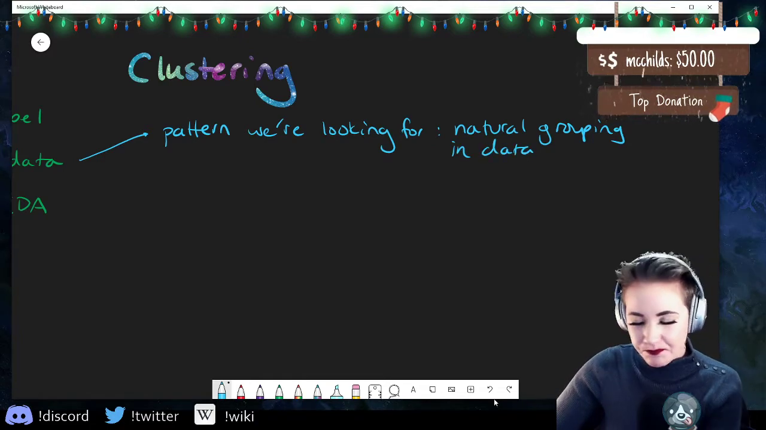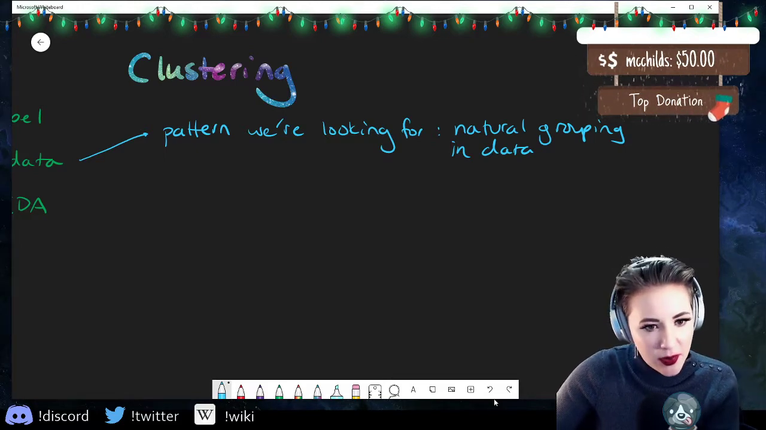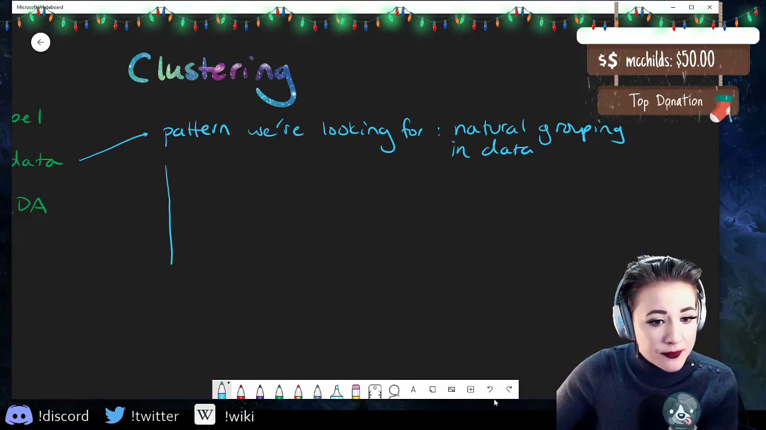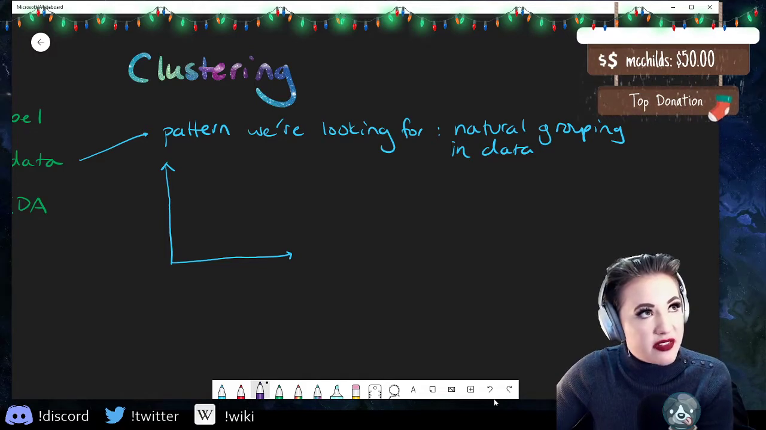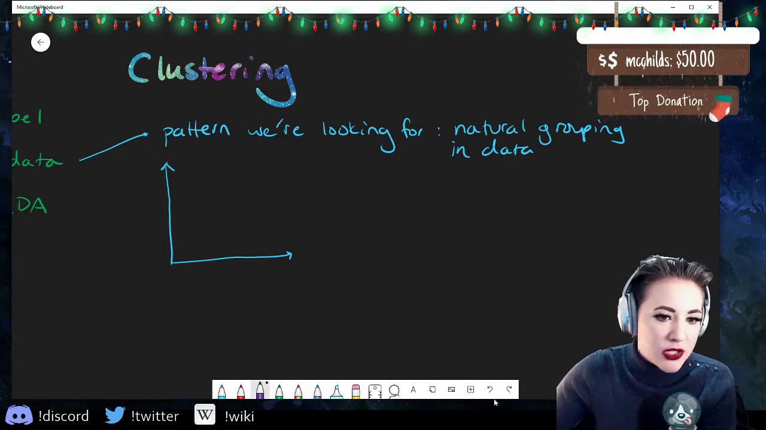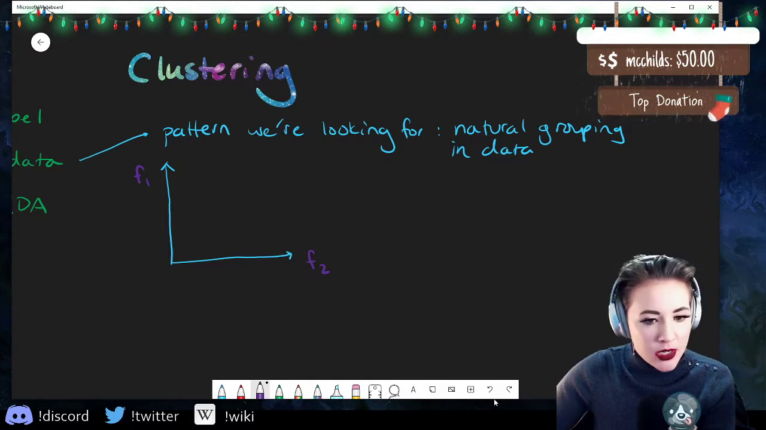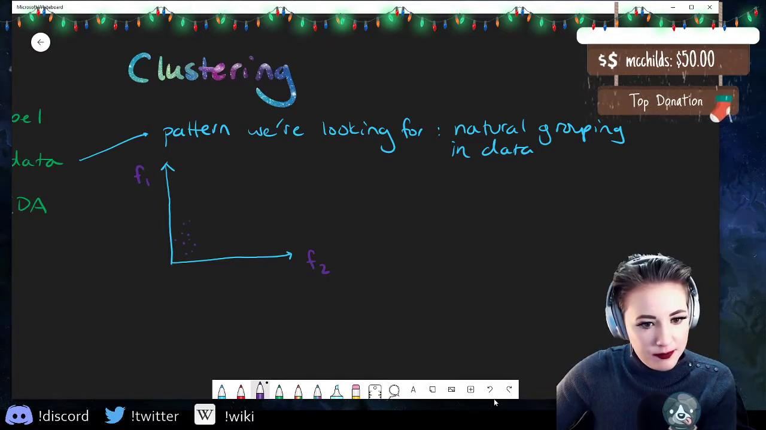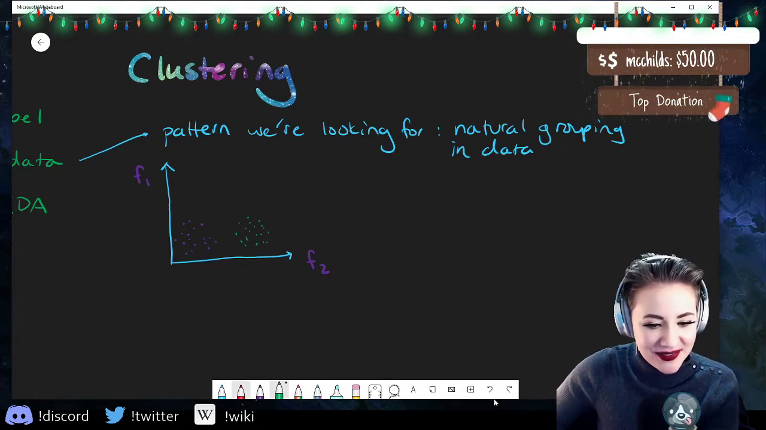And what does that mean? What is a cluster? A cluster, you can think of it in a couple of different ways. So you can think about it visually. Let's say that we had two features. In this case, I'm going to avoid using X and Y because that gives you a feeling like we have that dependent, independent variable relationship. So let's just say this is feature one and feature two. And so maybe this would be a wonderful data set for clustering.